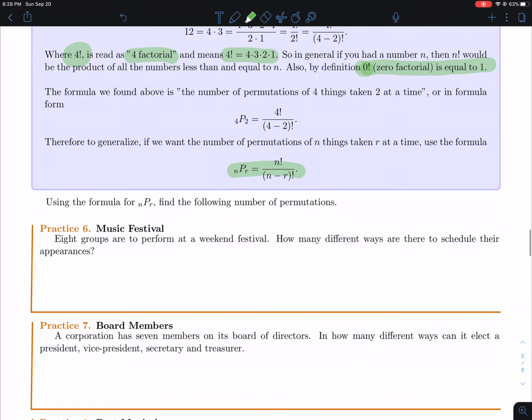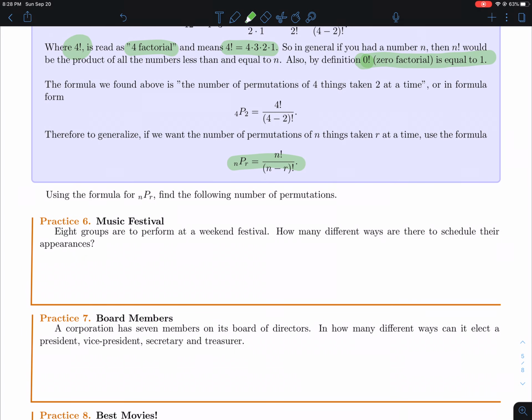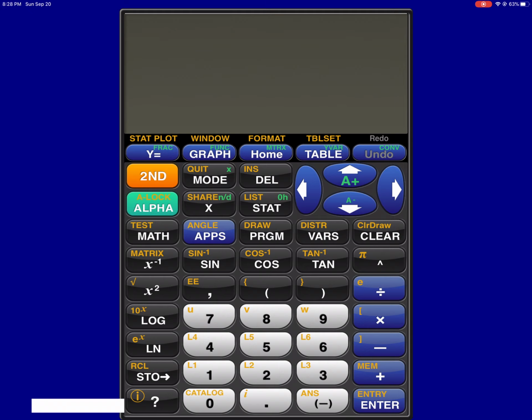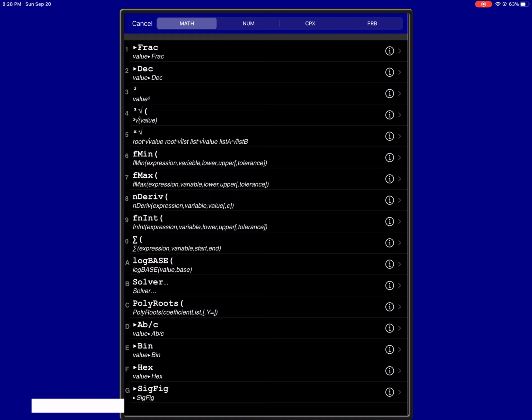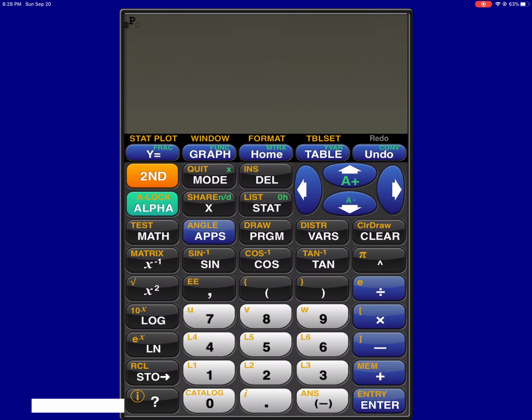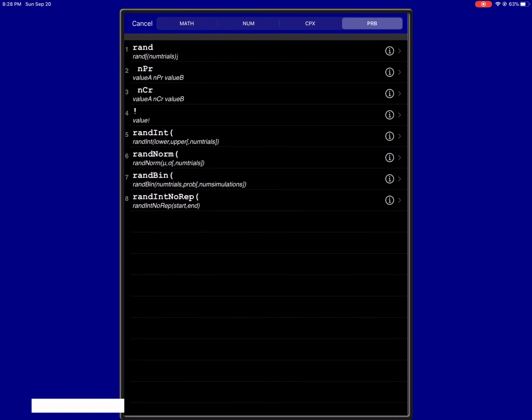Actually, let me show you now. Let me go to the calculator real quick. What we want to do is hit the math button, and then the PRB button, which is the probability button. We're going to end up using 2 and 3 eventually, and if you ever want to use the factorial, it's number 4 in this case.